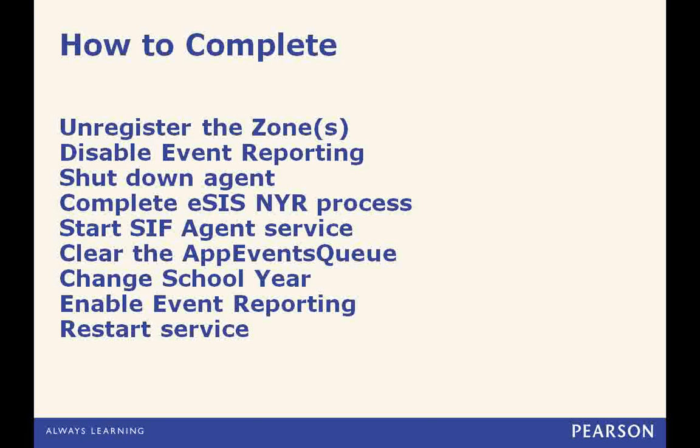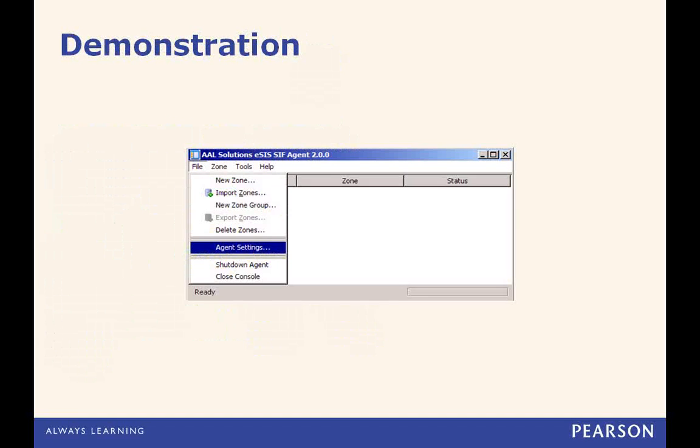Once you restart the agent, you will clear the app event queue, followed by going to the agent settings and changing the school year. You will then enable event reporting, with restarting the agent as the last step of the process. You are now ready to work on any subscribing SIF agents. Let's go ahead and look at a demonstration of the process.